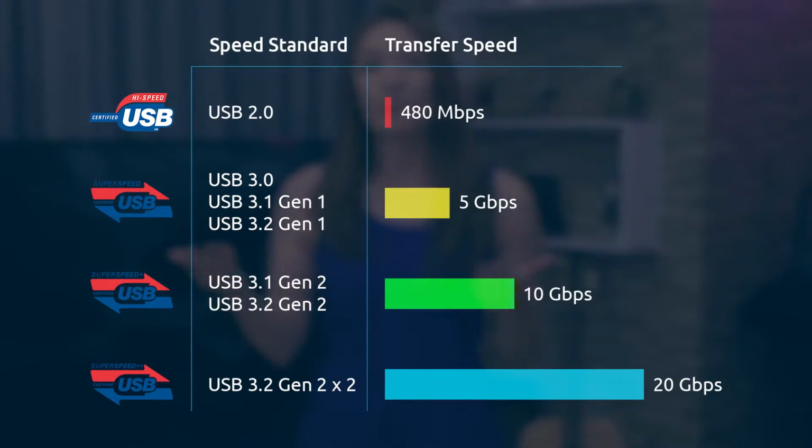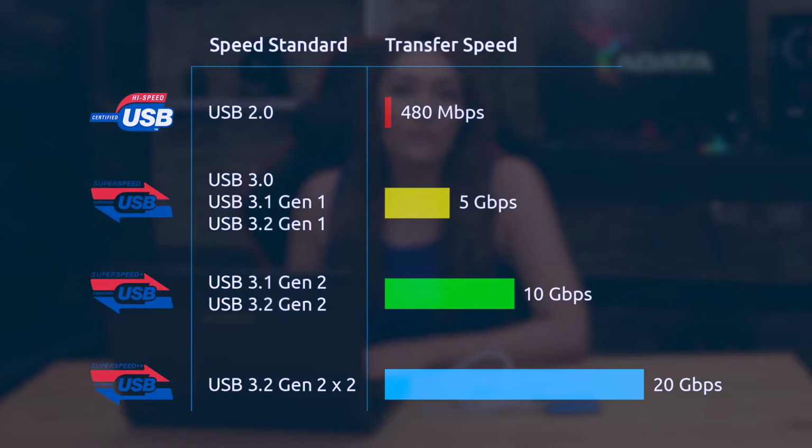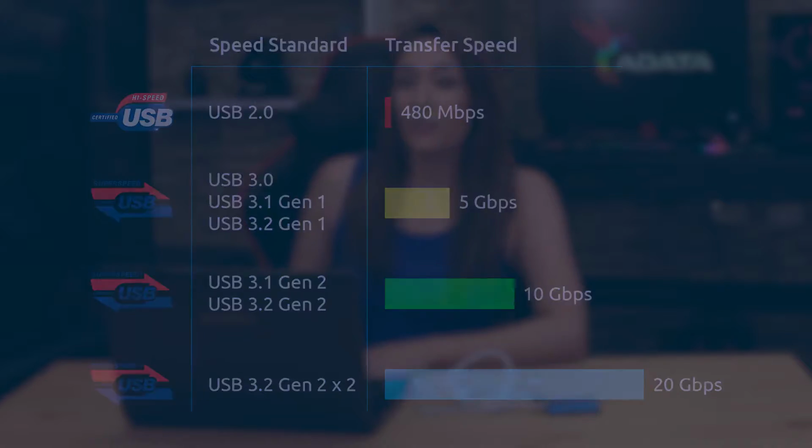USB 3.2 Gen 1 is basically just a rebranding of USB 3.0, so they share the same transfer speed. And USB 3.2 Gen 2 is pretty much USB 3.1 Gen 2, so their transfer speeds are also the same. As for USB 3.2 Gen 2 by 2, this is currently the fastest USB speed standard at a whopping 20 gigabytes per second. Why don't we give it a go?